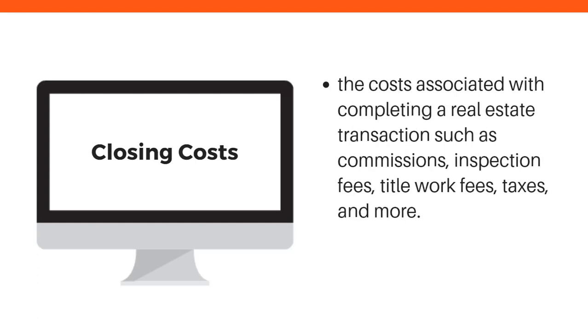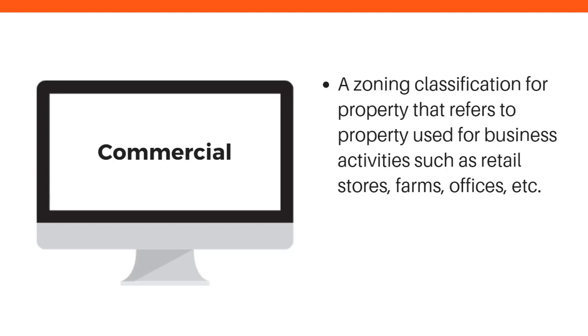Closing costs. These are the different costs that are associated with doing a closing transaction. So things like commissions to your real estate agent, inspection fees if you're going to have inspections done on a property you're purchasing. When you have title work done on a property, a title search, title insurance, you're going to have to pay fees for that. You're going to have to pay for property taxes, insurance, and the closing costs, so all these different costs combined constitute what a closing cost is.